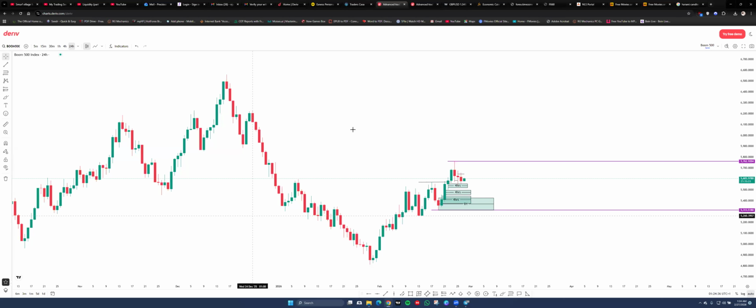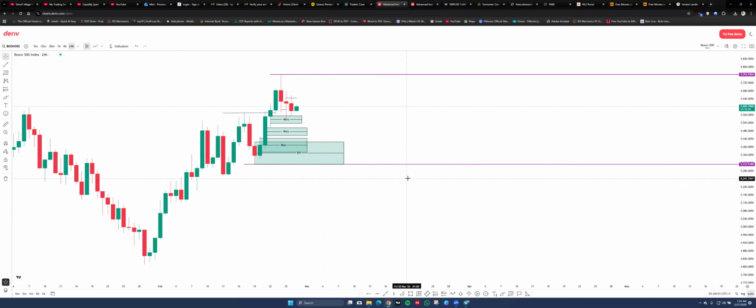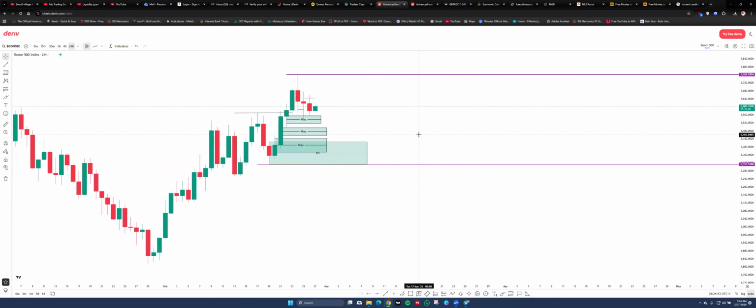All right, so this is Boom 500. Already we see that the market is in a bullish trend and it has made a break of structure here. It is not a change of character, it's a break of structure from this time frame. So where I would likely be looking for my order block positions would be below the break of structure area. Anywhere below here is fine for me.